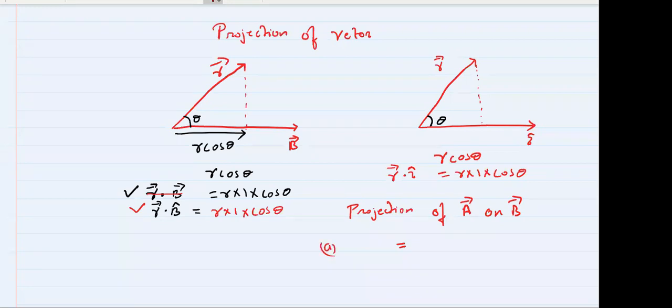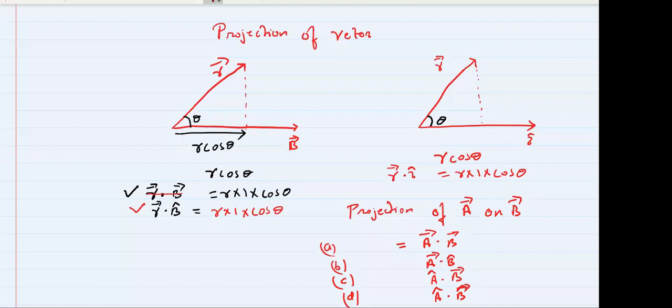Option A, A vector dot B vector. Option B, A vector dot B cap vector. Option C, A cap dot B vector. Option D, A cap dot B cap vector. What's the option? Option B. Very good. Everyone understood? Option B. Yes, very good.